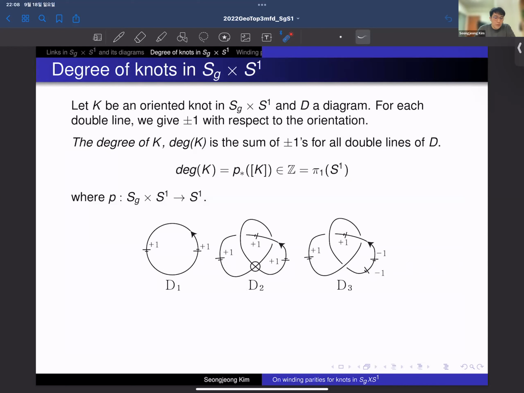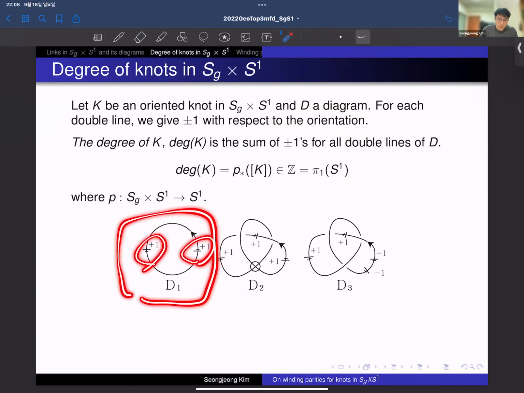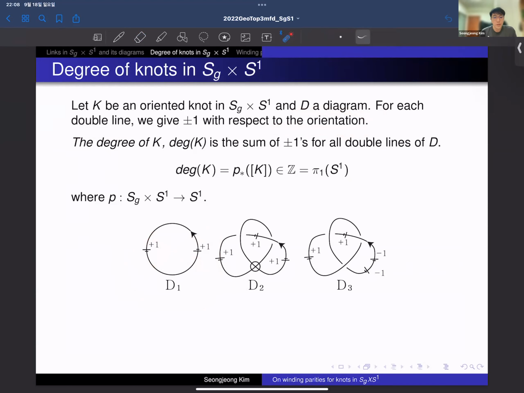For an oriented knot K in S_g times S^1 and a diagram D. For each double line, we give plus or minus 1 with respect to the orientation of the knot. Then the degree of K is the summation of plus or minus 1 for all double lines of D. For example, in this diagram, we have 2 double lines with plus 1s.